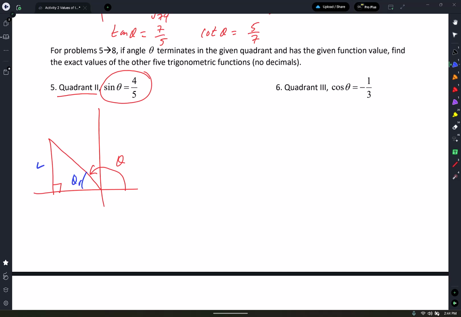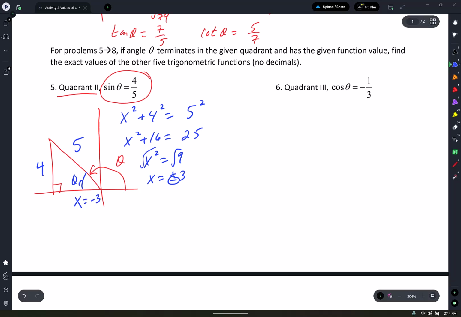So opposite 4, hypotenuse 5. So if I didn't know what x was, we know it's a 3, 4, 5 triangle, so it's negative 3. But if we didn't know it, x squared plus 4 squared equals 5 squared. X squared plus 16 equals 25. X squared equals, you subtract 16 from both sides, so 9. X equals square root, plus minus 3. Positive 3 or negative 3? I'm in quadrant 2. The negative. Because you're in quadrant 2.